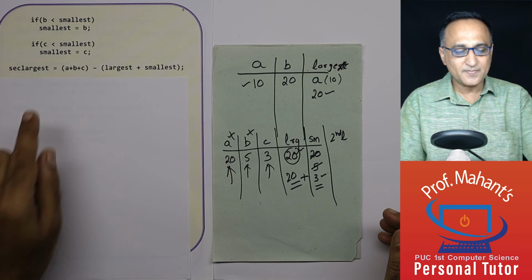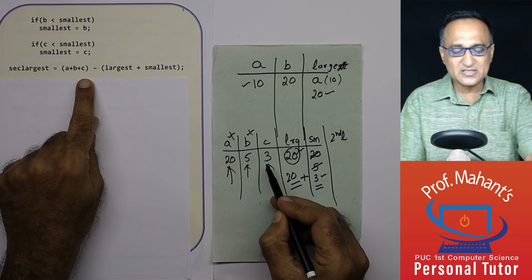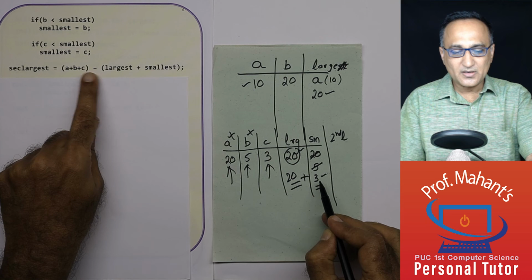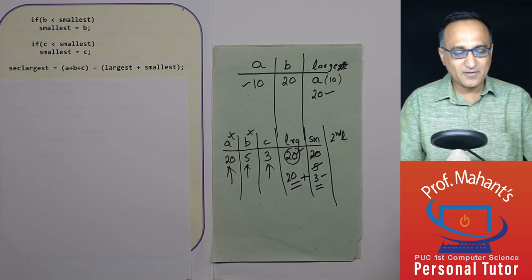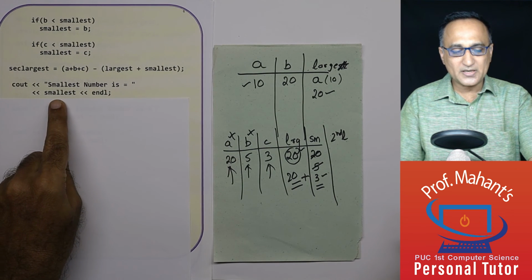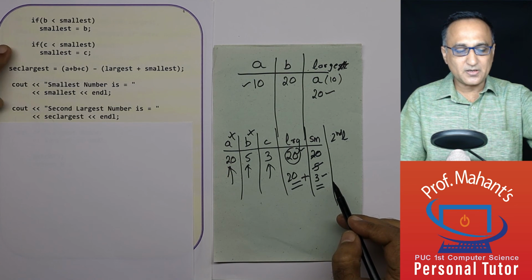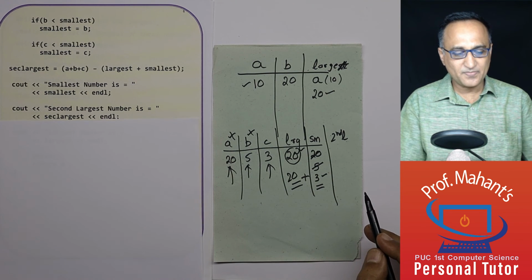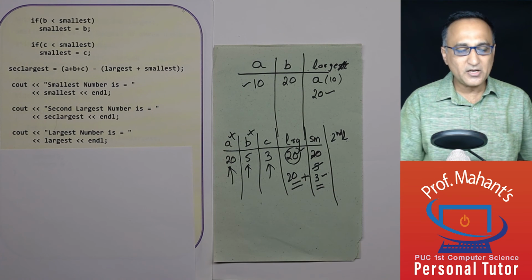This is how I have done it here. Second largest is A plus B plus C: 20 plus 5 plus 3 is 28, minus 20 plus 3, which is 23. 28 minus 23 is equal to 5. So second largest happens to be 5. Now the printing: smallest number is equal to smallest, I am printing 3. Second largest number, I am printing 5 based on this calculation. And the largest number I am going to have is 20.